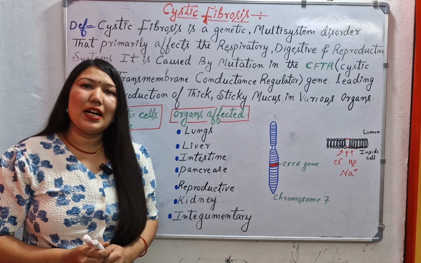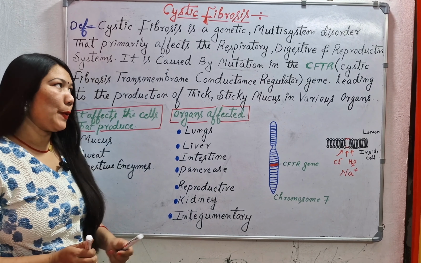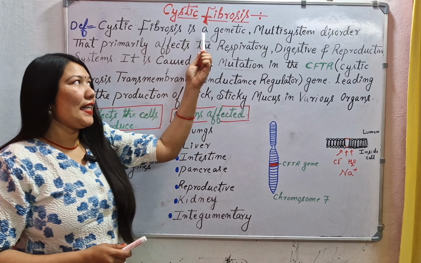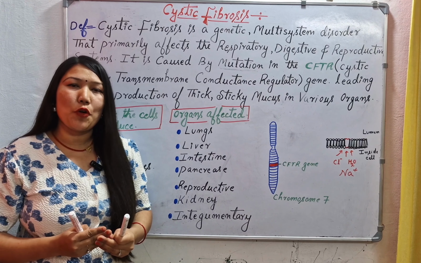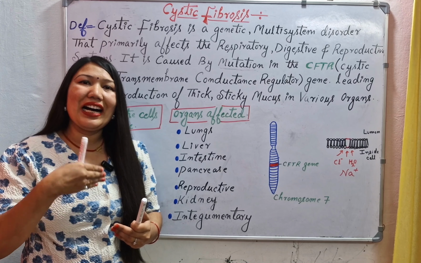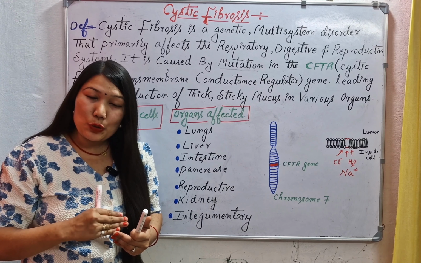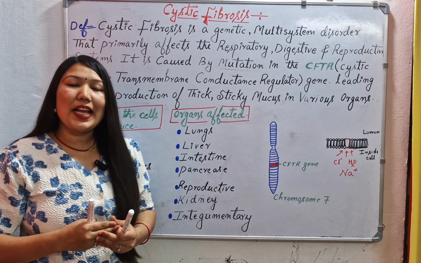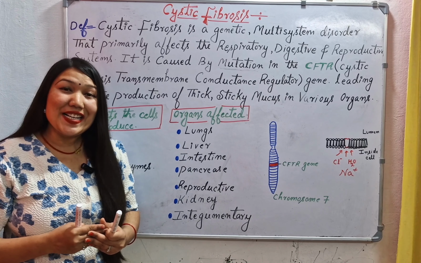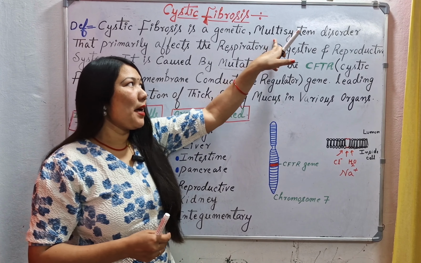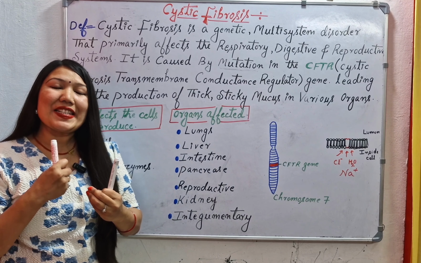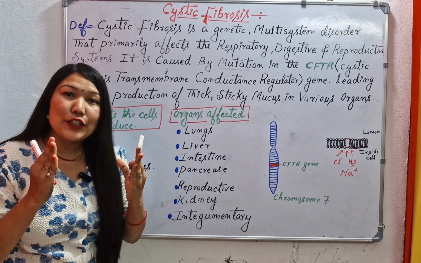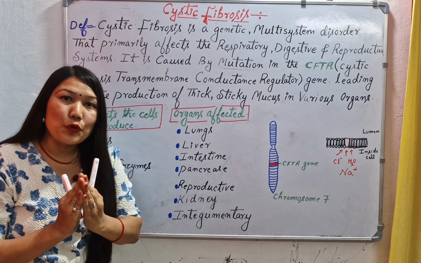So let's start with the definition of cystic fibrosis. Cystic fibrosis is a genetic condition. It's a hereditary disease condition, which means it will pass from one generation to the other, from parents to the offspring. It's a multi-system disorder, which means various organs or systems of our body are affected by cystic fibrosis.